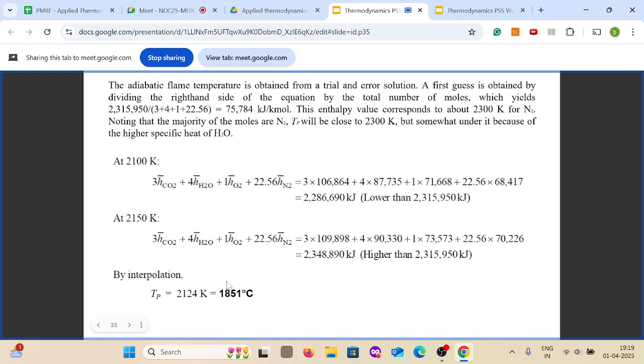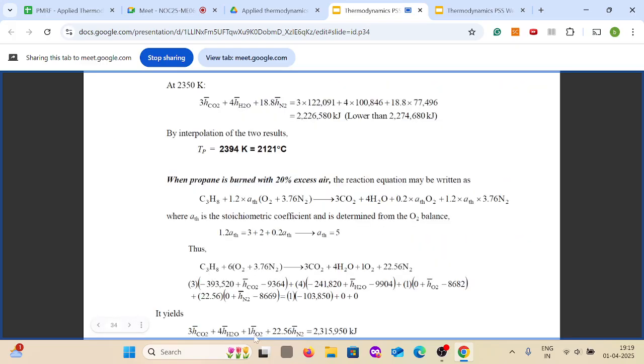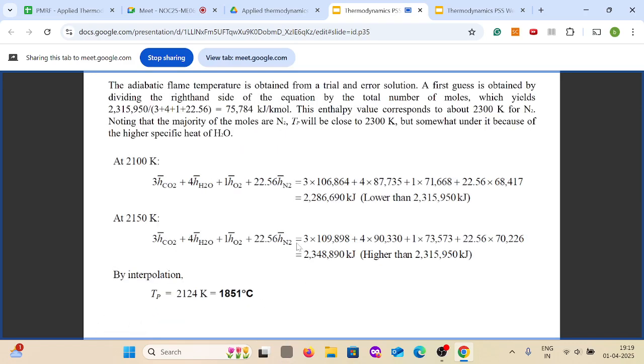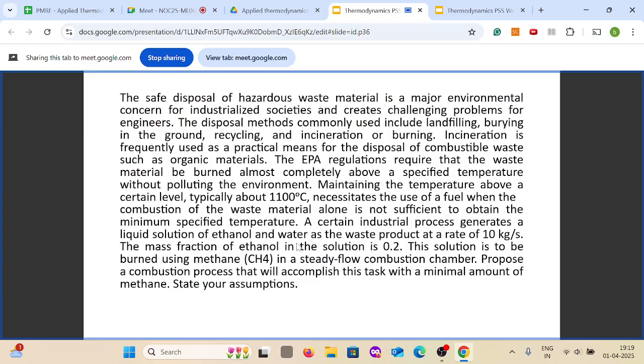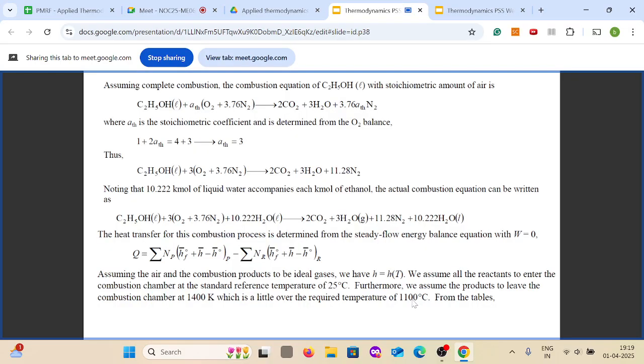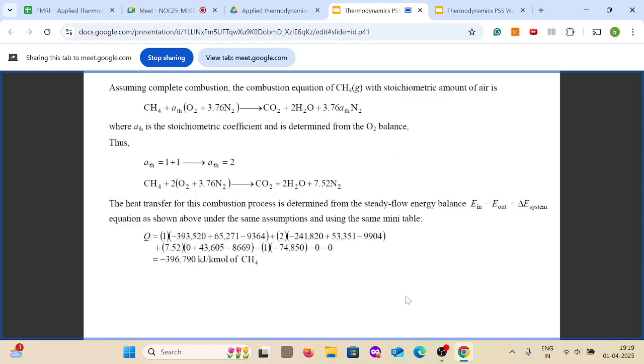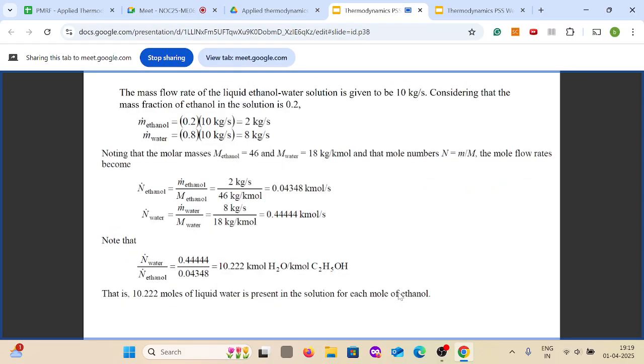This is what we discussed in the previous example, because some of the energy has been utilized in raising the temperature or enthalpy of the oxygen and nitrogen. So that's why your temperature is lower. I think this is the last problem which I have for today. So we'll see how to solve this.